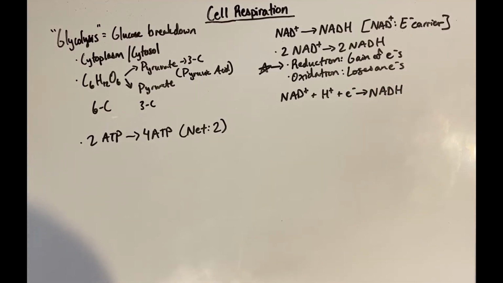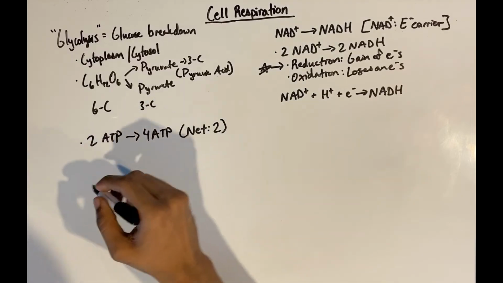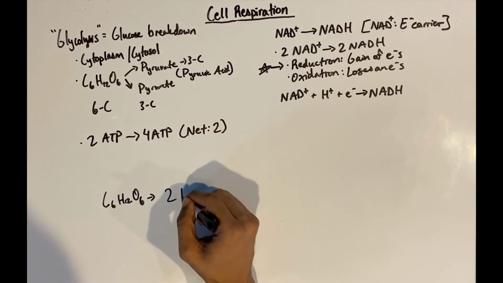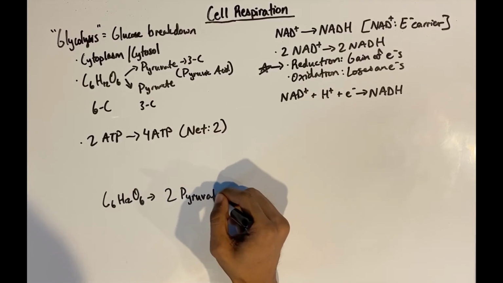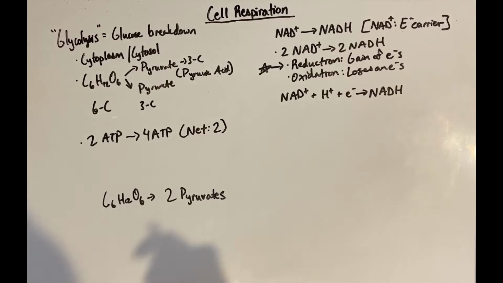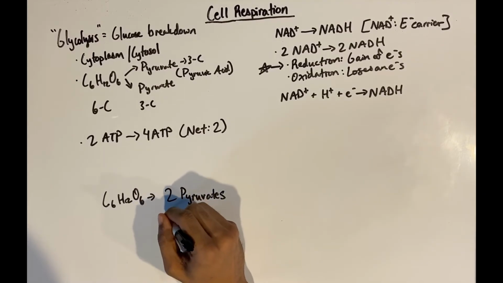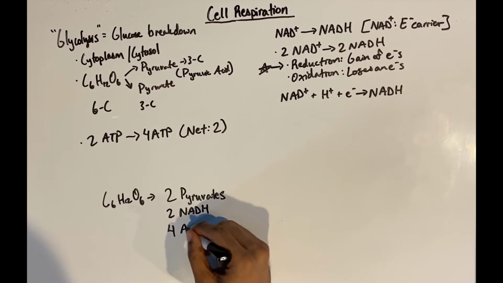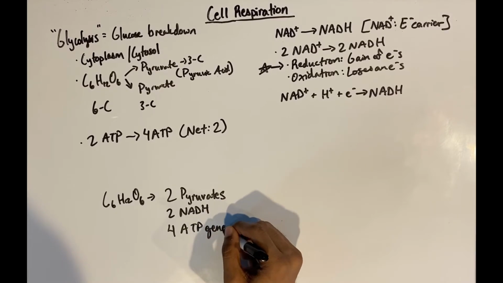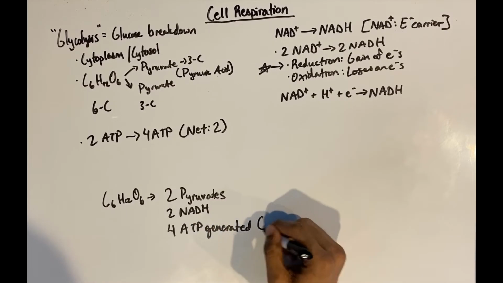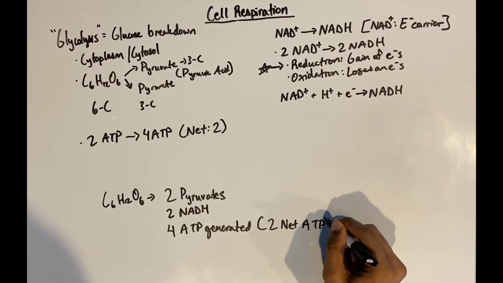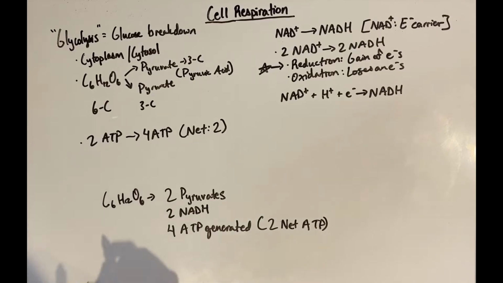This sums up the aerobic portion of glycolysis. So glucose is broken down into 2 pyruvate molecules. Then you have the production of 2 NADH, and you do have 4 ATP generated, but you have 2 net ATP produced. So this is the reactant, and these are the products of glycolysis.